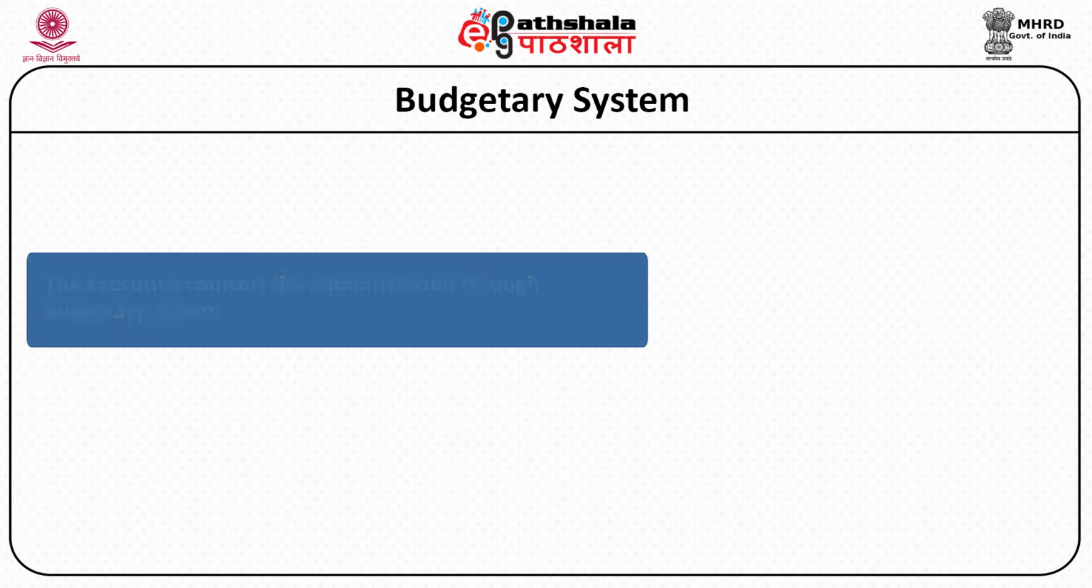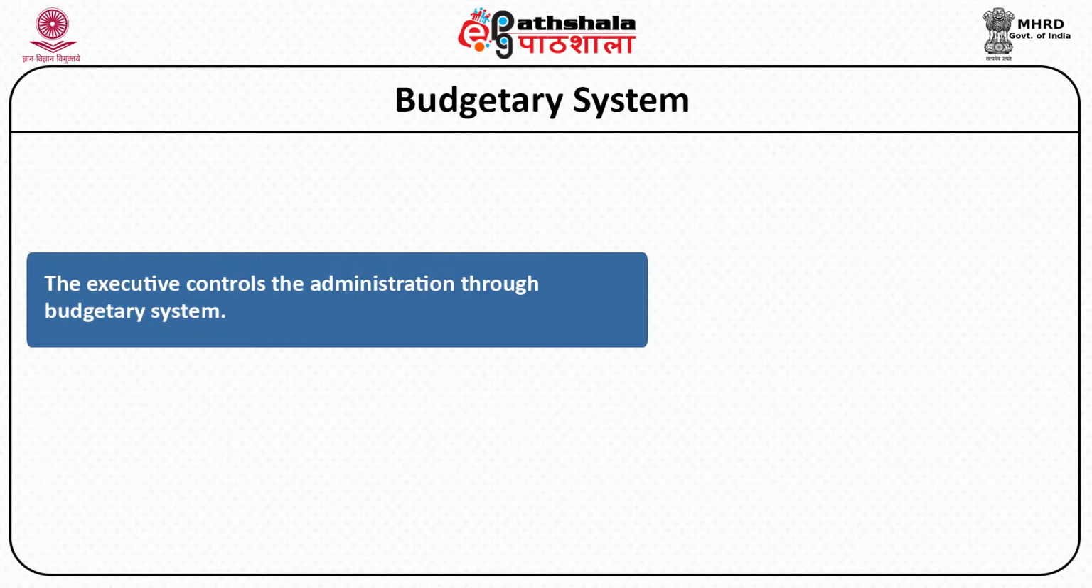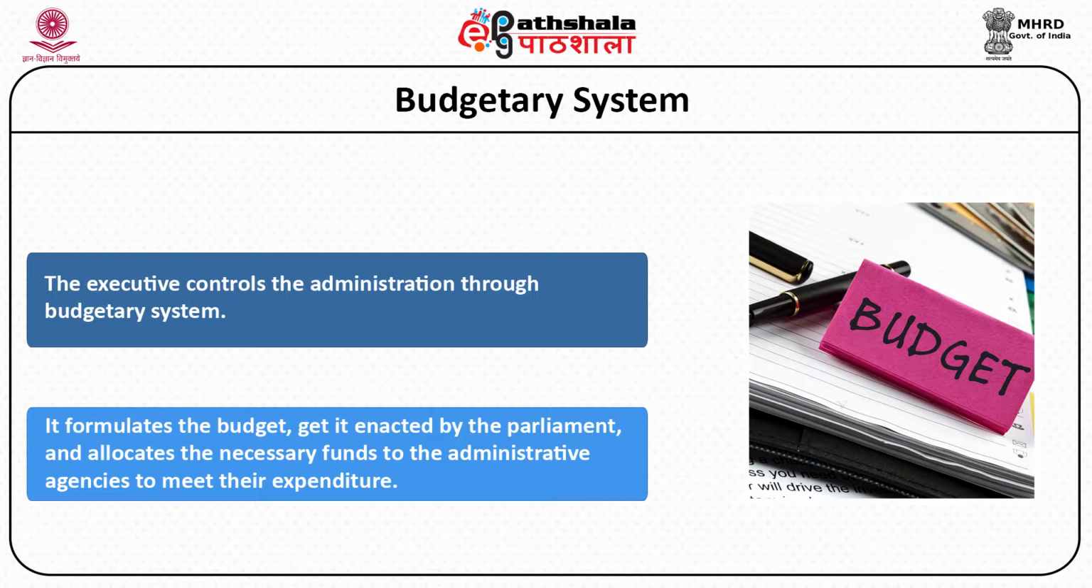Second system is the budgetary system. Now, the executive controls the administration through budgetary system. It formulates the budget, gets it enacted by the parliament, and allocates the necessary funds to the administrative agencies to meet their expenditure. In all such activities, the Ministry of Finance plays an important role.